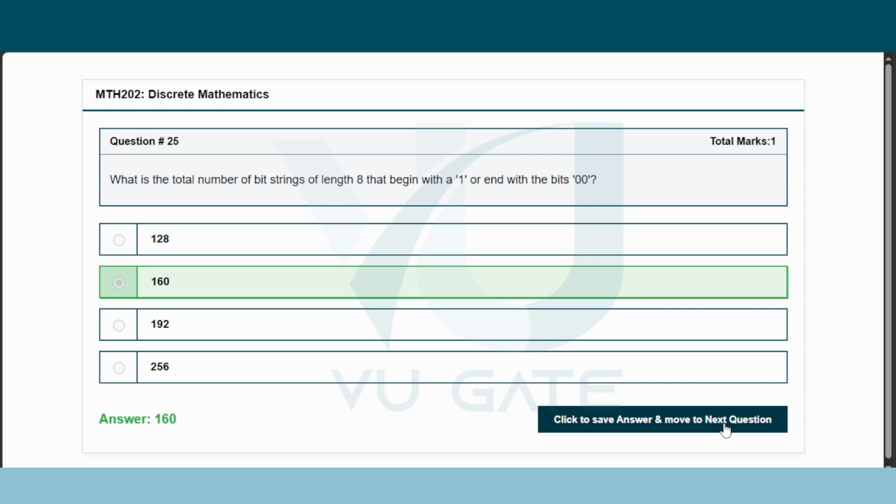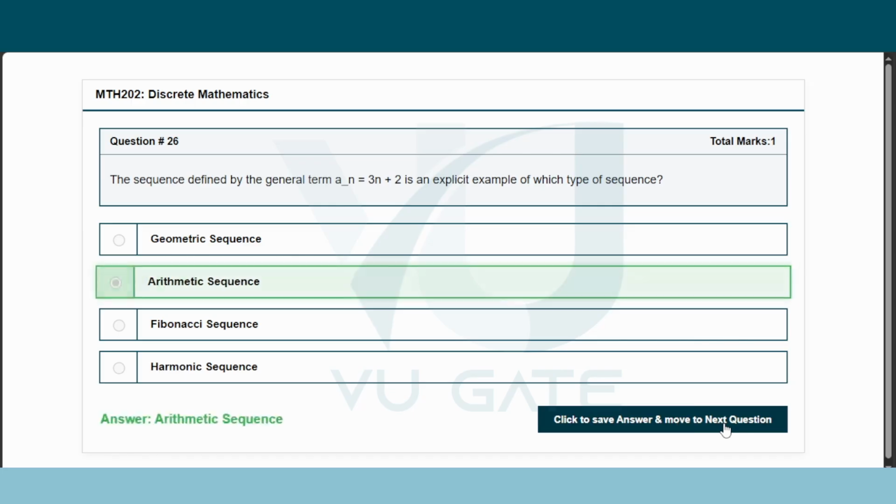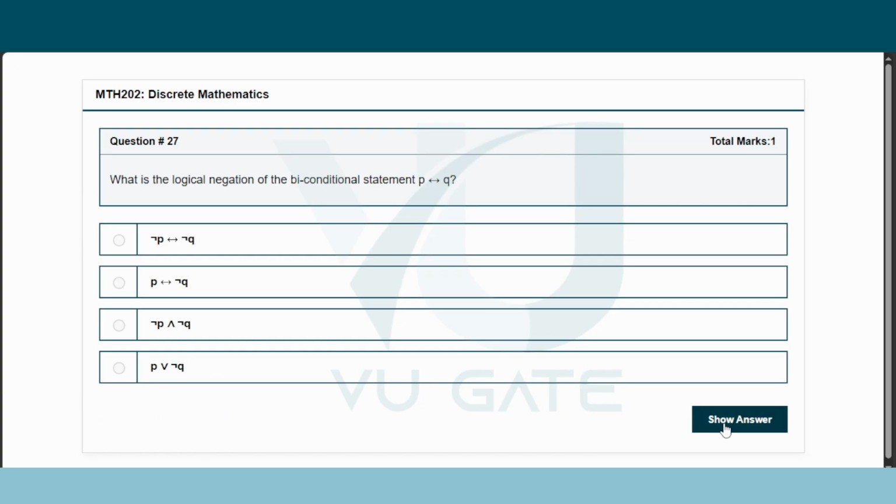Question number 26. The sequence defined by the general term a sub n equals 3n plus 2 is an explicit example of which type of sequence? The correct answer is arithmetic sequence. Question number 27. What is the logical negation of the biconditional statement, P if and only if Q? The correct answer is P biconditional negation of Q.